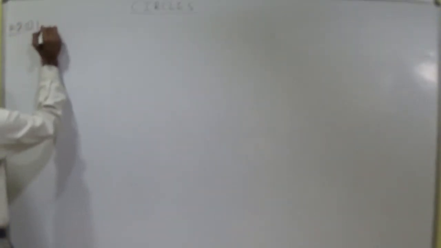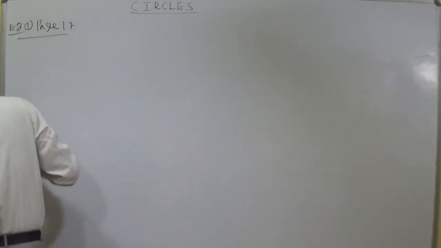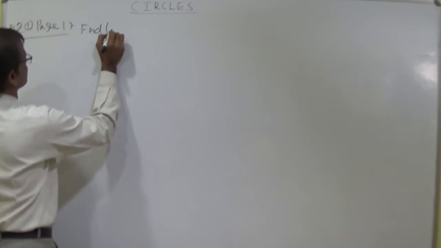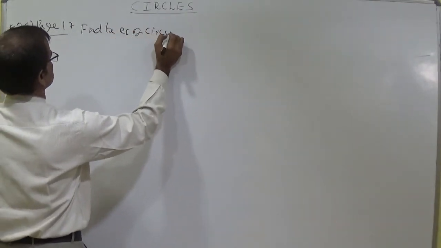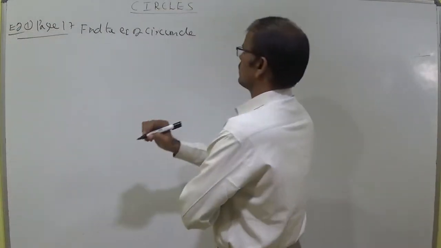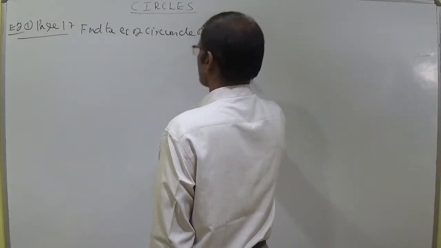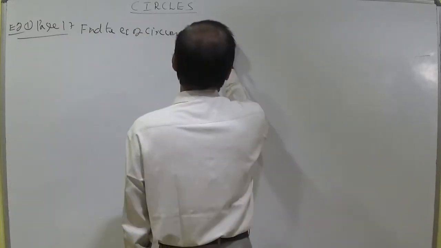Example 1, page 17. He is asking: find the equation of the circumcircle of the triangle formed by the lines with the coordinate axis. This is a level 1 MSET bit, or objective level 1 bit. Find the equation of circumcircle of triangle formed by the line.